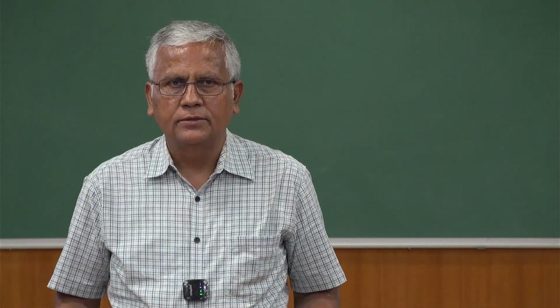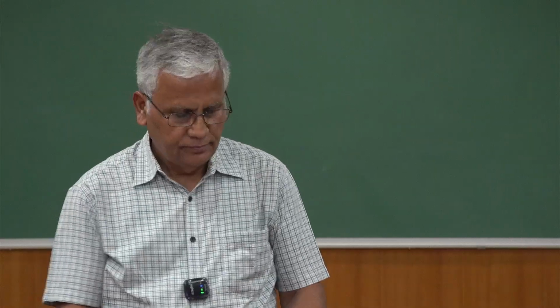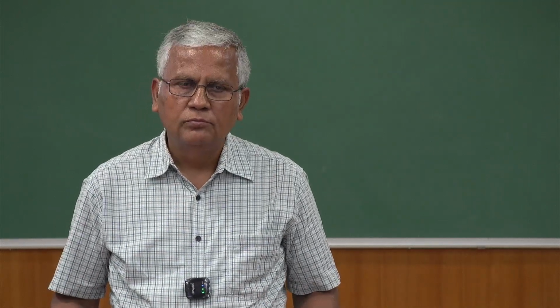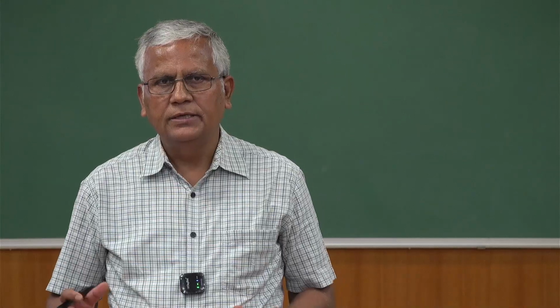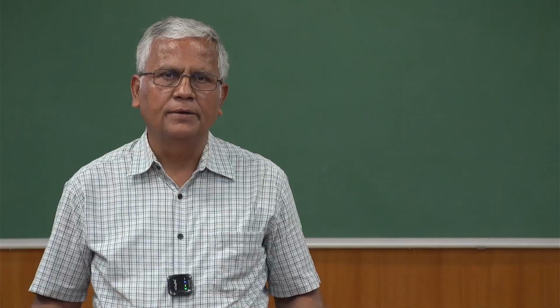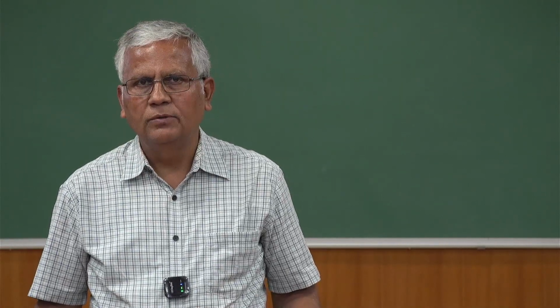We are going to discuss sampling distribution today. The objective is to establish a relationship between the population distribution and the distribution of sample statistics. See, the population is huge and it is not possible to test each and every item of a population because the numbers are so huge that it needs a lot of time and a lot of cost may be involved.